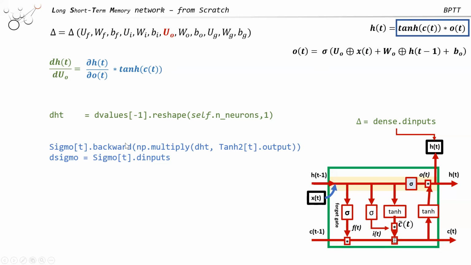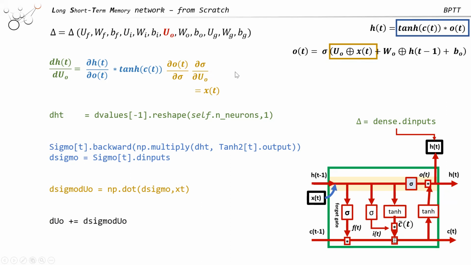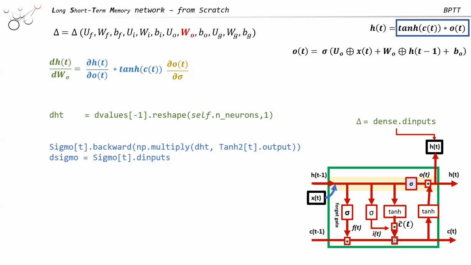And then we pass it on to the sigmoid, because dHdO is actually the outer derivative of the sigmoid. So we directly pass it on to the sigmoid, and then we calculate the derivative, the sigma, and this the inner derivative, times the last inner derivative, the sigma dUO, and this gives us xt. So we have the outer derivative, the inner derivative of the sigmoid already. So we have the product of this part, so we just have to multiply this with xt. And then it's completely equivalent for WO and for BO as well.